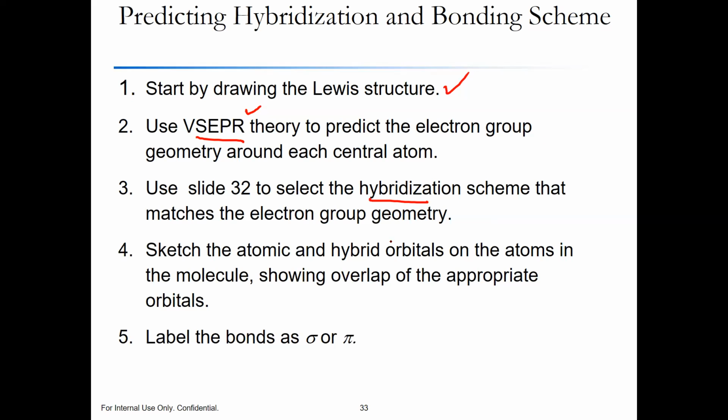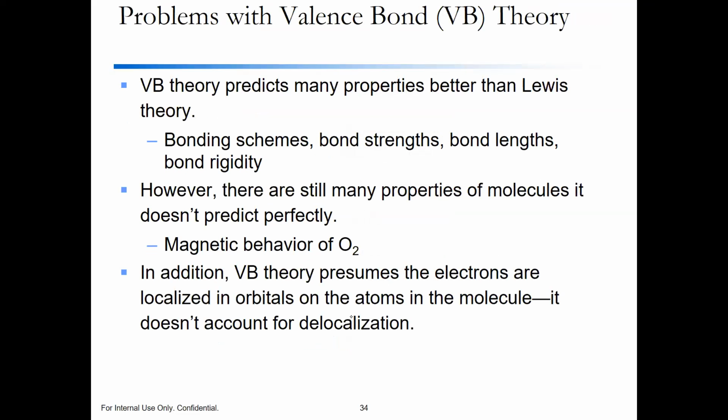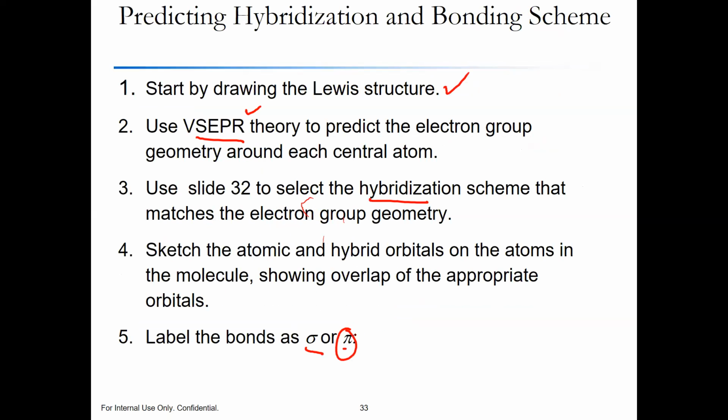And then if it's a single bond, sigma bond. If you have a double bond or triple bond, then we have pi bonding. If I only have a single bond, it's always going to be sigma. If I have a double or triple bond, then the second or third bond is going to be a pi bonding.